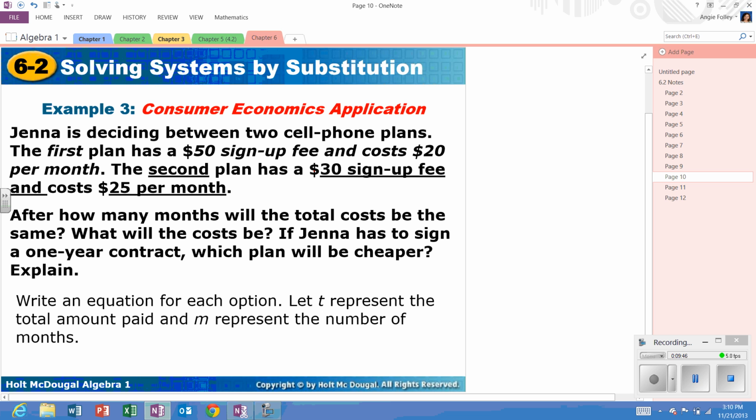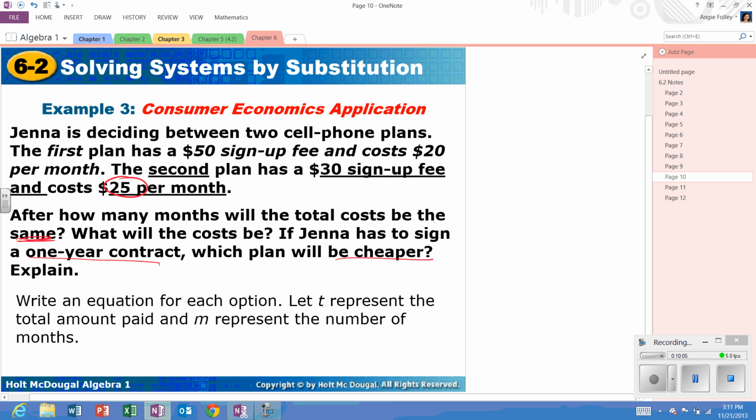The other plan, you have to spend $30 just to sign up, and then it costs you $25 per month. I want to know after how many months will the cost be the same? How many months is it going to take for plan 1 to equal plan 2? And then if Jenna has to sign up for a 1-year contract, which one will be cheaper?